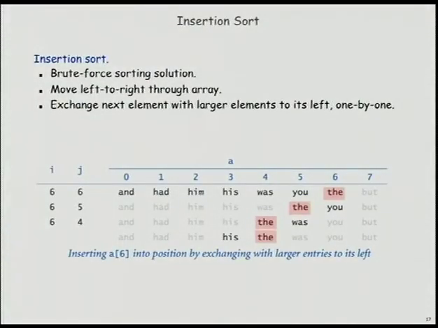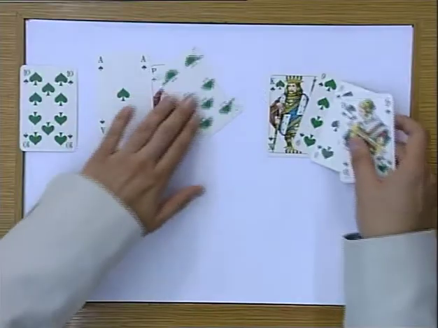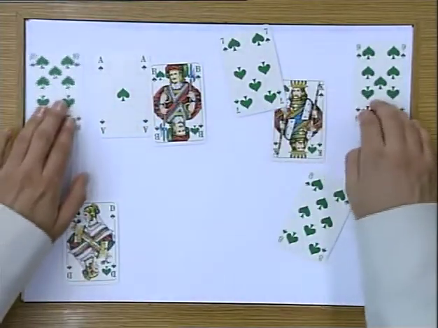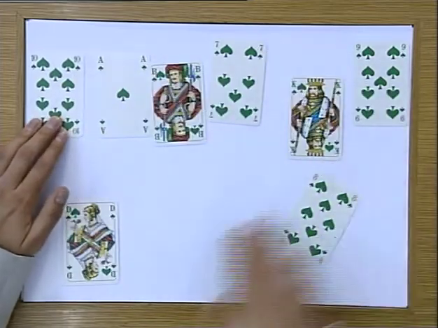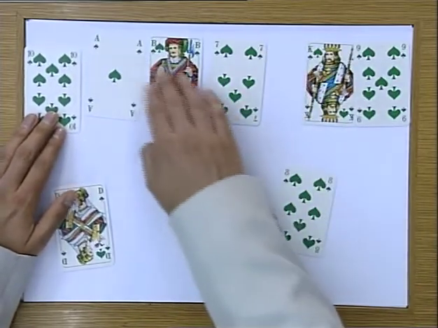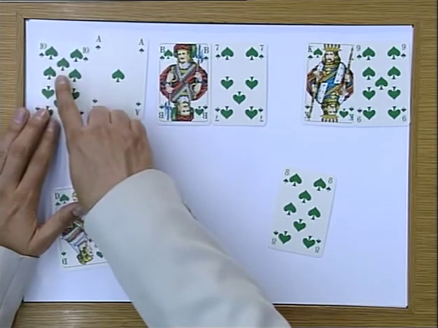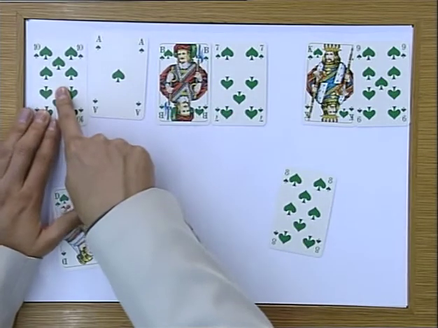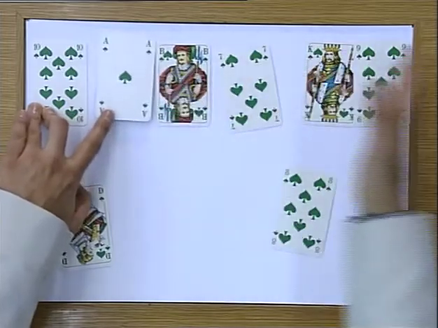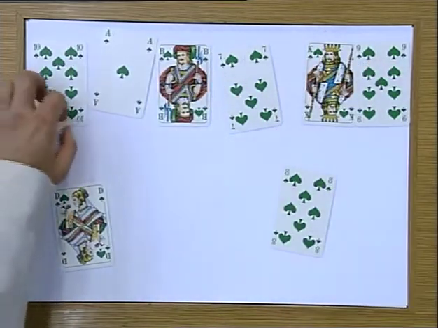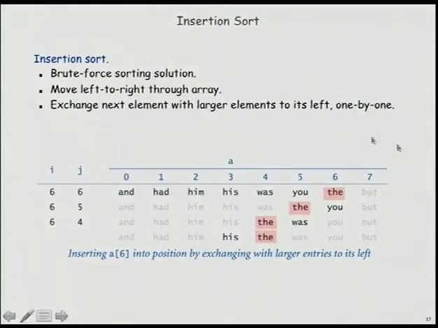So again, what's insertion sort? Well, it's a brute force solution. I mean, I don't do anything fancy, and I move from left to right through the array. In other words, if you remember, if I look at my cards again, I start on this side and I move left to right. Remember, this is now an array of cards. I go one at a time, and then the rule is exchange the next element with a larger element to its left, one by one.